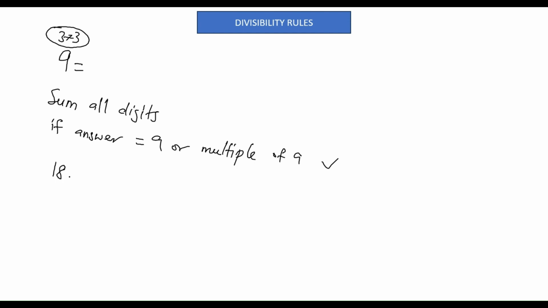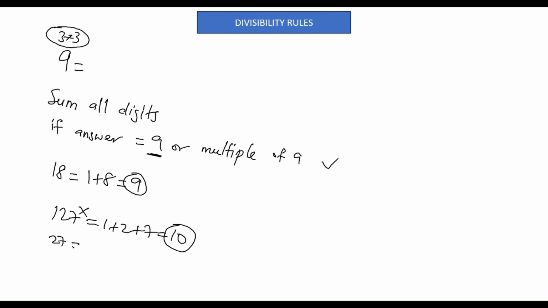An example, let's take 18. Is 18 divisible by 9? We sum all digits of the number, which is 1 plus 8. 1 plus 8 is 9. The answer is 9, so it qualifies. Let's say 127. 127 is 1 plus 2 plus 7, which is 10. 10 is not 9, therefore 127 is not divisible. Let's try 27. 27 is 2 plus 7, which is 9, so it qualifies.